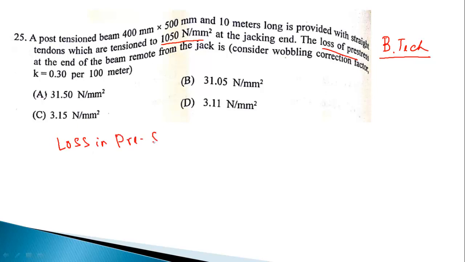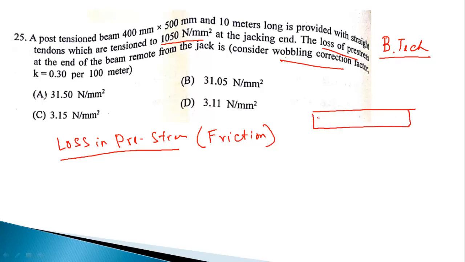Loss in pre-stress has several types: anchorage slip, friction, elastic shortening. Since the wobbling correction factor is given, we have to find the friction loss. Also you can see in the question, at the end of the beam remote from the jack. Why friction loss? When we pull the tendons, the high profile tendons, the force gets reduced due to some friction. So for this we have to calculate the loss.